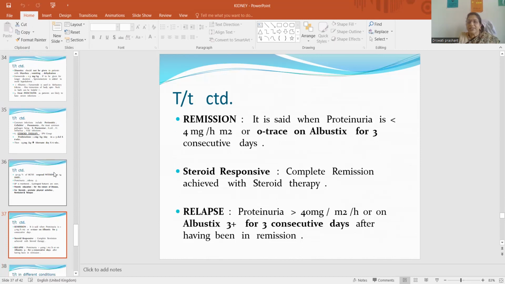Now, what is remission? It is said when proteinuria is less than 4 milligram per hour per meter square, or 0 to traces on Albustix for 3 consecutive days. Steroid responsive, complete remission achieved with steroid therapy, is called complete responsiveness. Now, what is relapse? Proteinuria more than 40 milligram per meter square per hour, or 3 plus on Albustix for 3 consecutive days after having been in remission.